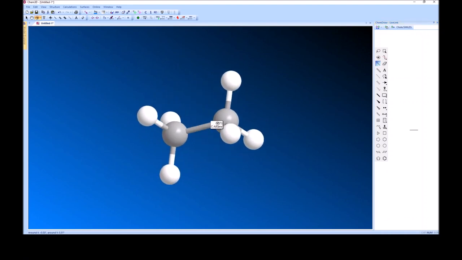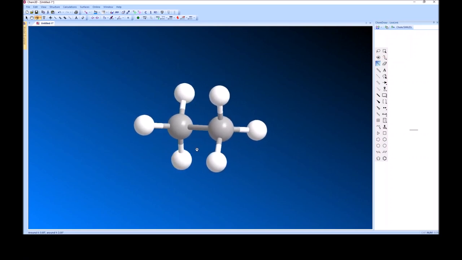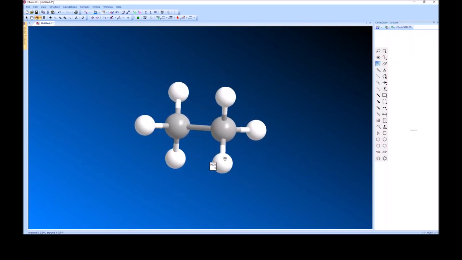Now, these two carbons in ethane are connected by a single bond. A single bond is free to undergo rotation. And it is helpful to think about these methyl groups as if they're rotating helicopter blades. And at room temperature, these things are constantly spinning.